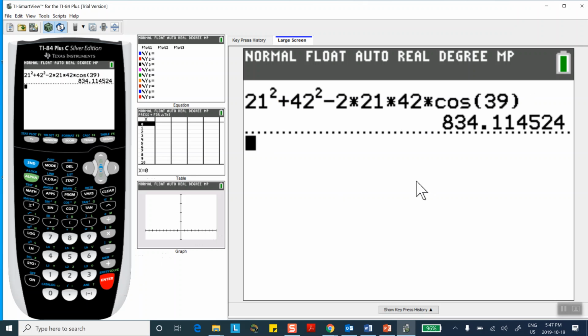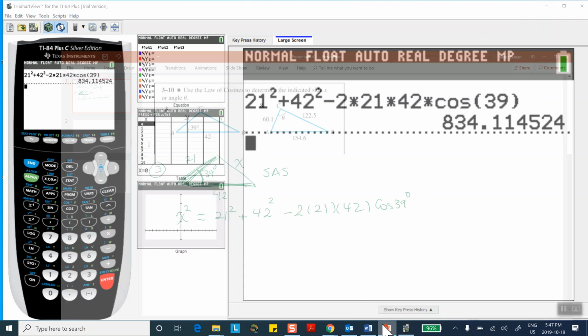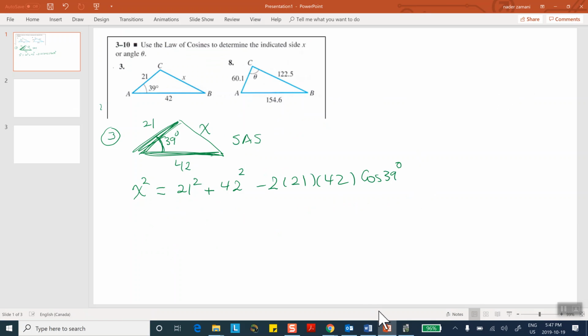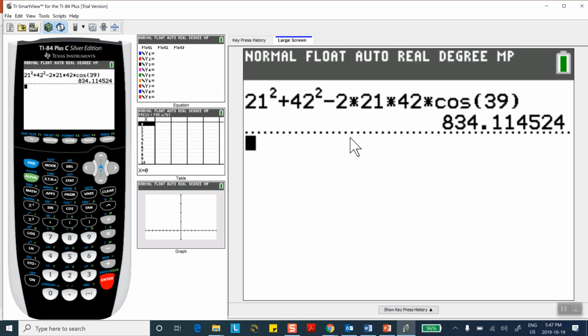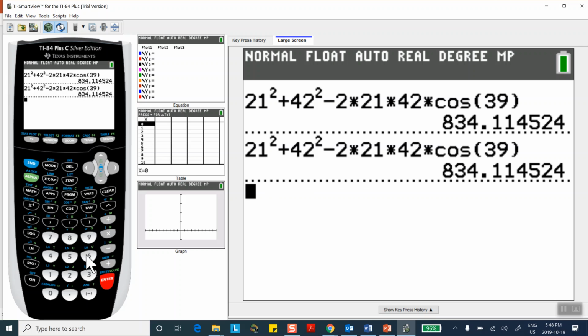Now what you see here is not actually x, it's x squared. So I have to take the square root of that. In other words, x equals the square root of this stuff. With our calculator, all we have to do is say square root, second function, answer.